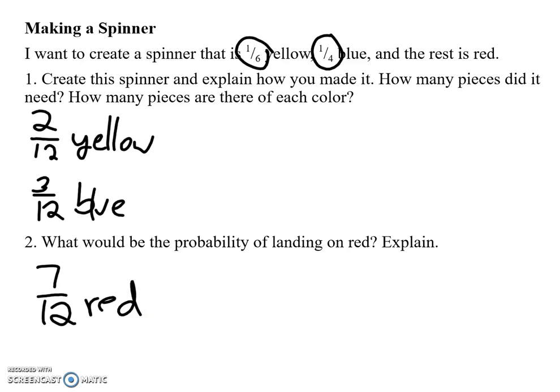So that could look like, anywhere on your spinner, as long as 2 of them are yellow, 3 of them are blue, and 7 of them are red, you will have this probability for what's occurring. And that will give you the 2/12, 3/12, and 7/12.